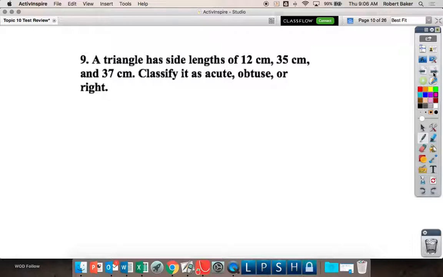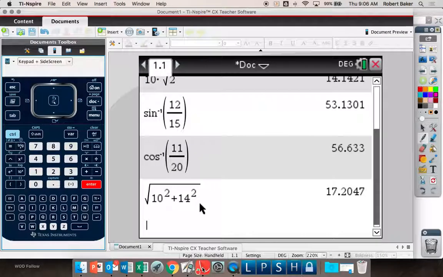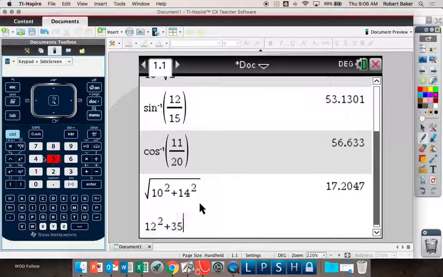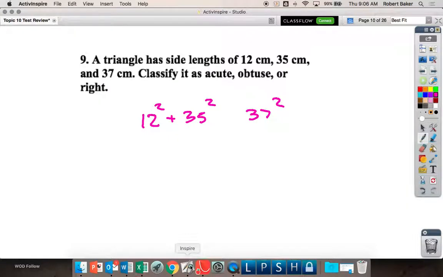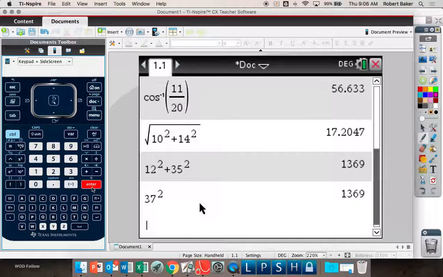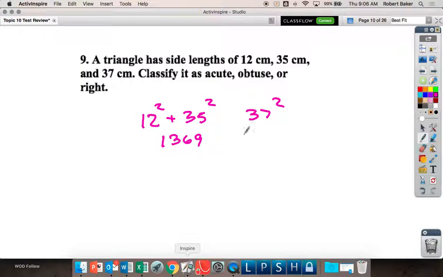So I have to figure out a squared plus b squared, and how does that relate to c squared? So I just checked my calculator. What is 12 squared plus 35 squared? $1,369. I gotta figure out what is 37 squared. $1,369. Oops, I don't know why I did that. Which one's bigger? They're equal. What does that mean?